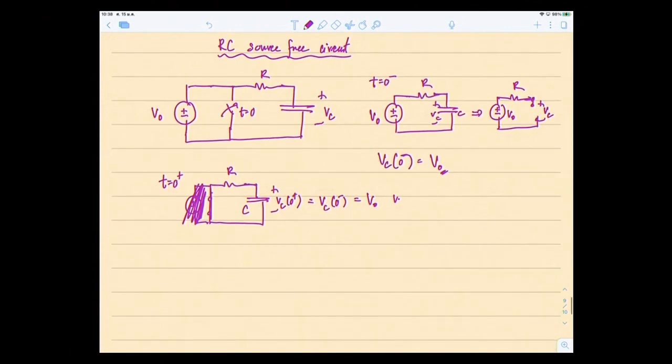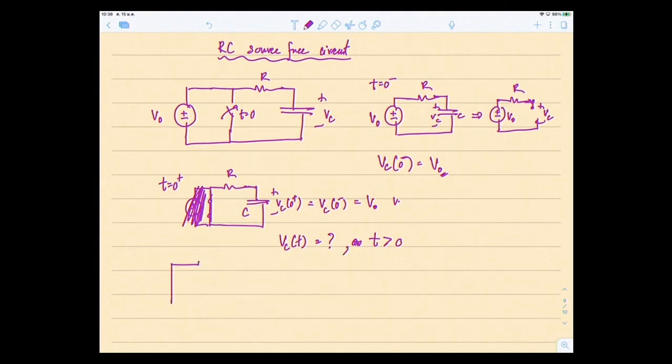For this source-free circuit, I want to know what happened to VC. I want to know what the voltage across the capacitor is, for t greater than 0. So I'm going to start now. And of course, in this chapter, you will need knowledge of differential equations, hopefully from the so-called Math 3.